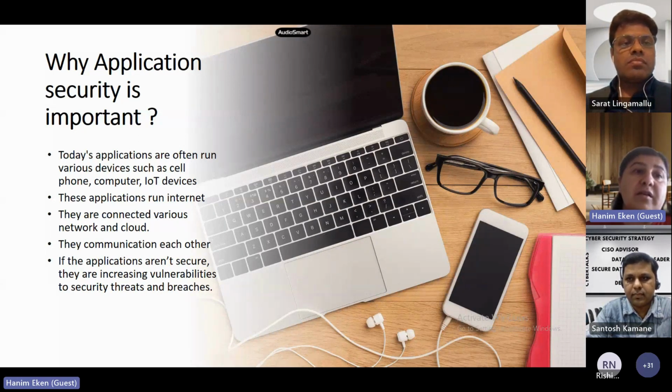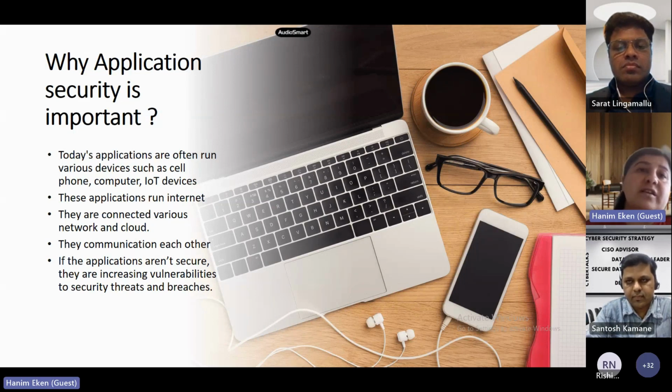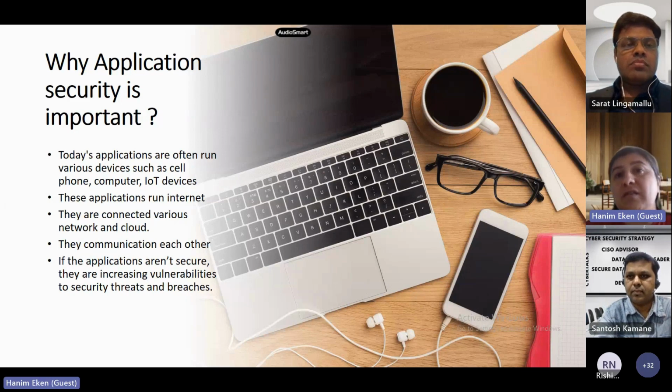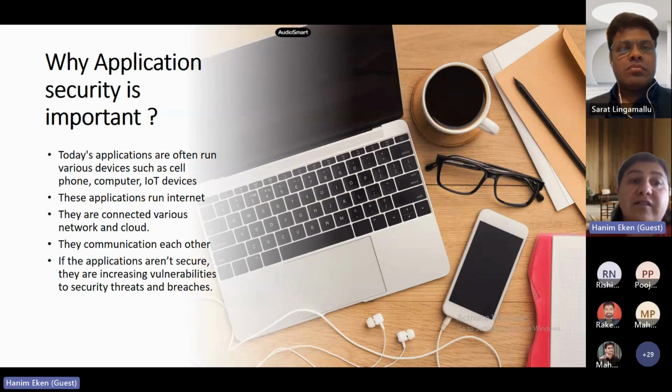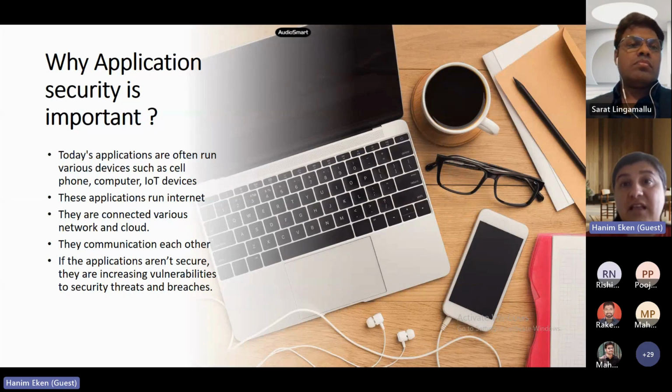But when the application is not secure, it's a problem for everybody, because applications run on mobile phones, computers, and IoT devices, and smart devices are very popular. Generally, most of them run on the internet. Therefore, everybody can reach these applications. Hackers also reach them, and they test them 7 days a week, 24 hours a day. Applications connect to various networks and cloud environments and communicate with each other. So if the application isn't secure, it increases vulnerability to security threats and breaches.